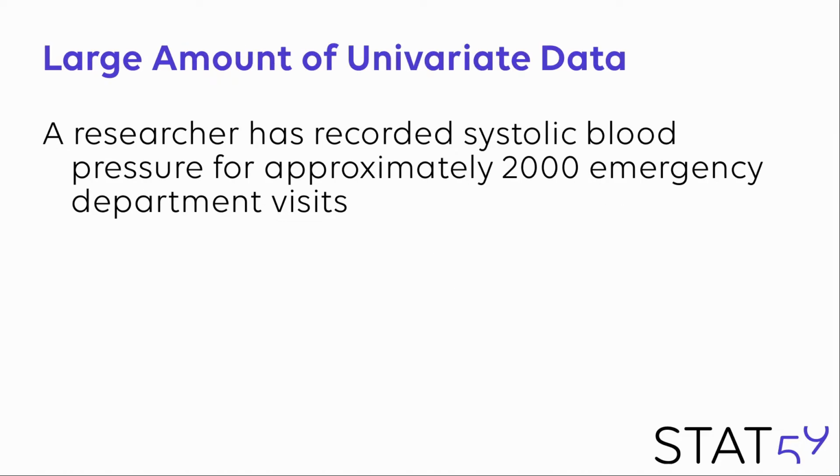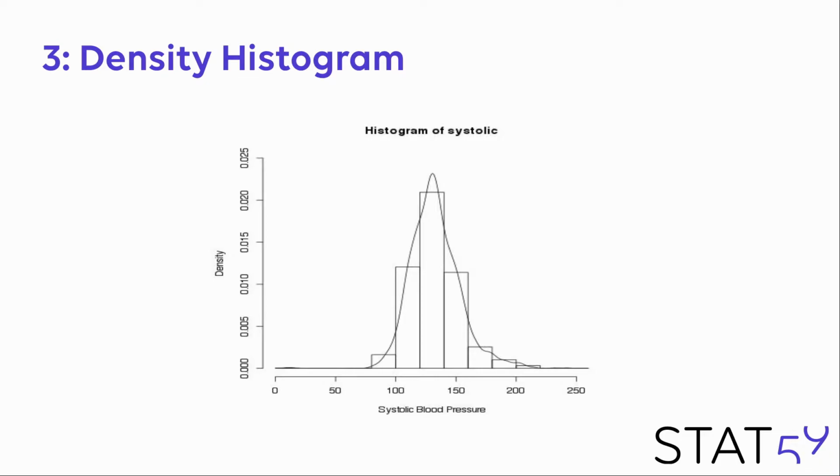In this next example, we have a large amount of univariate data. So here, a researcher has recorded the systolic blood pressure for about 2,000 emergency department visits. And that's it. All we want to do is somehow express this number. And in this case, a density histogram is an excellent way to do this. With 2,000 observations, there's just too many to use a scatter plot.